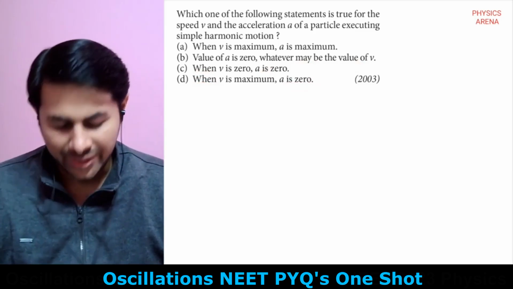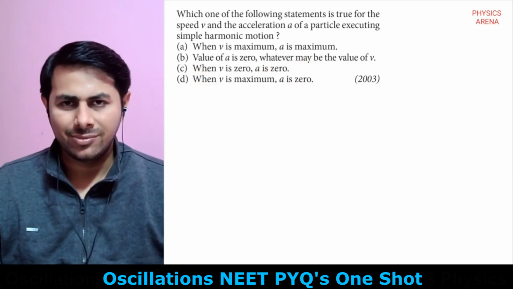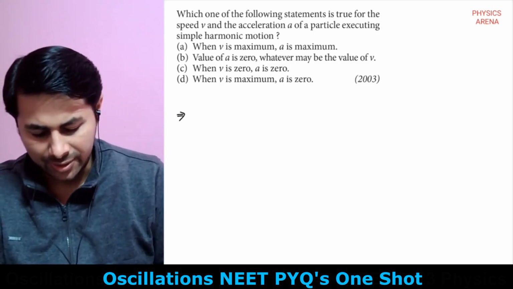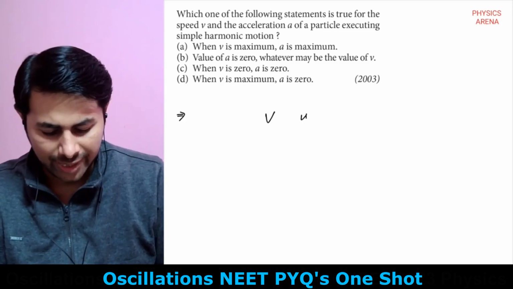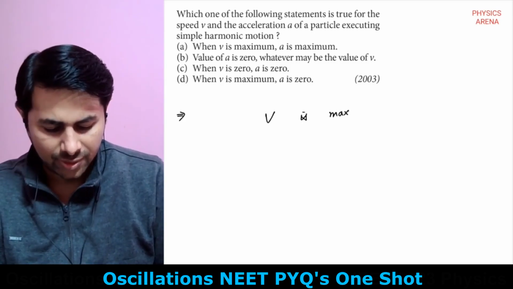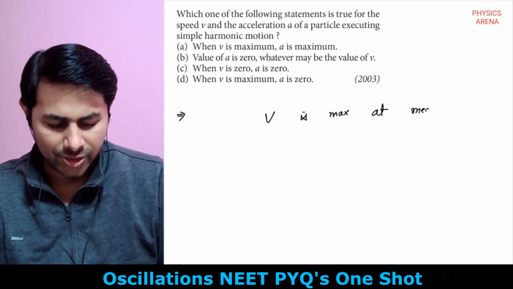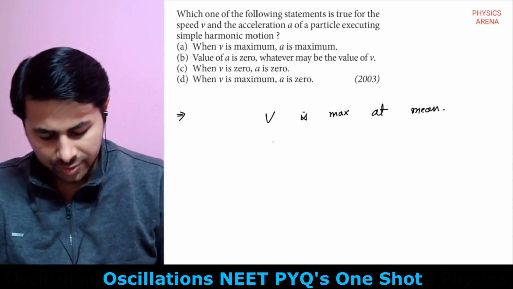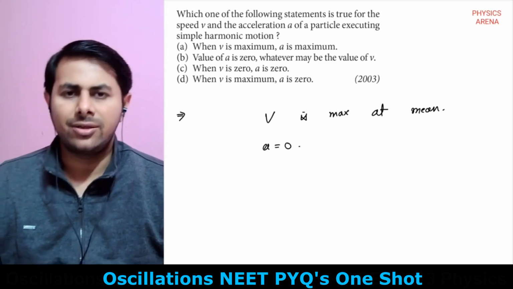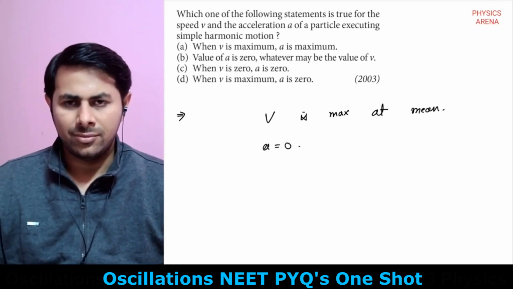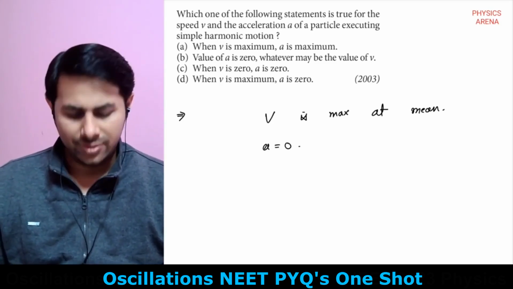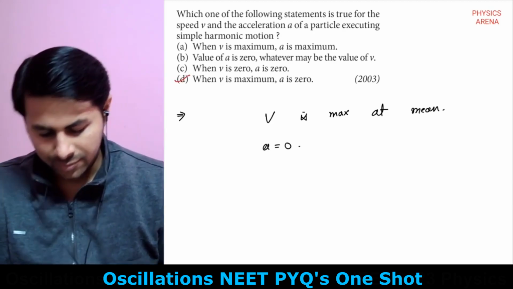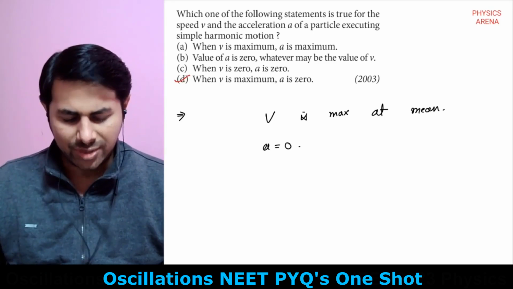See, V is maximum at the mean position, right? V is maximum at mean position. And what is the value of a there? So acceleration is equal to 0 there, right? Yes, no? Okay, so it's option D. Okay, this was very simple.